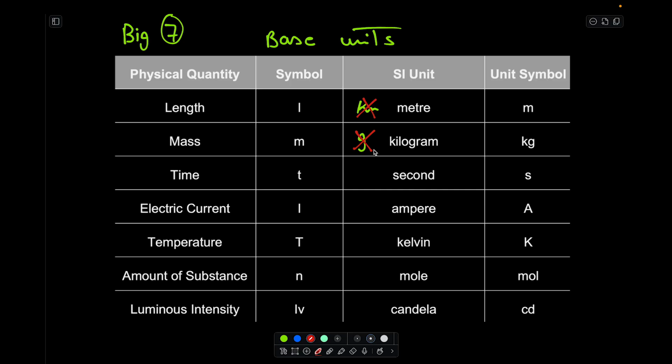And time, we got seconds. Electric current, we got ampere. Temperature, Kelvin. Amount of substance, moles. Intensity of light, candela. And those are the symbols of them: m, kg, s, A for ampere, K, mol, cd.